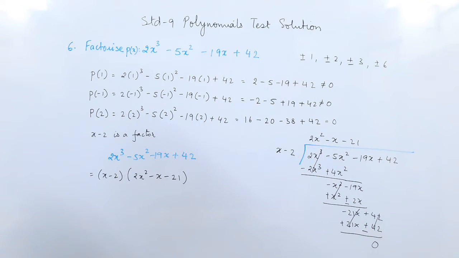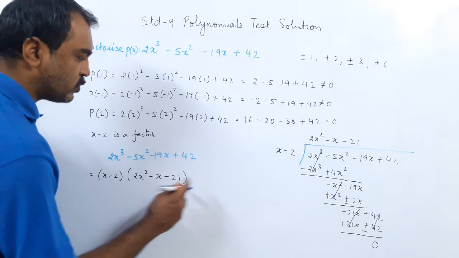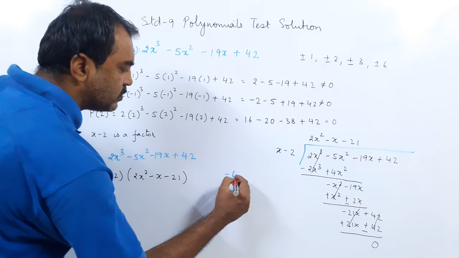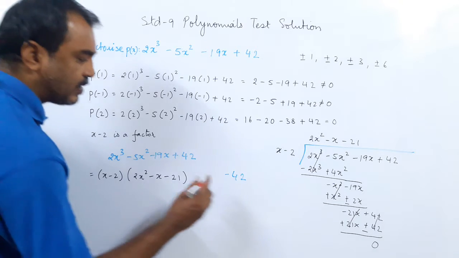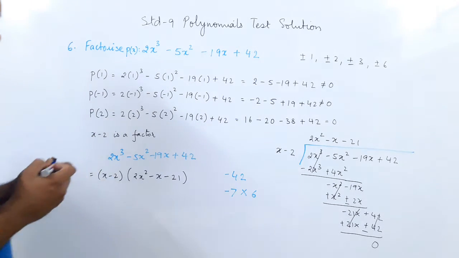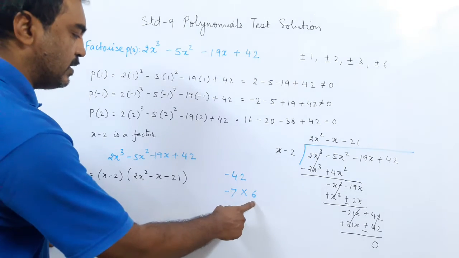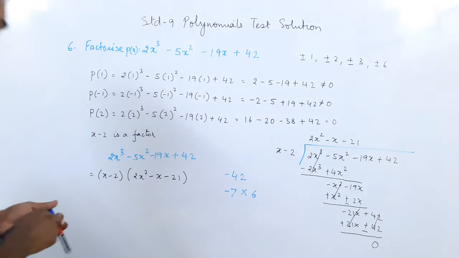So what are we going to use here? The splitting the middle term. A is 2, C is minus 21. So A into C is minus 42. Here we have got minus 1. So I'm going to do it directly. Minus 7 into 6 gives me minus 42. Minus 7 plus 6 gives me minus 1.